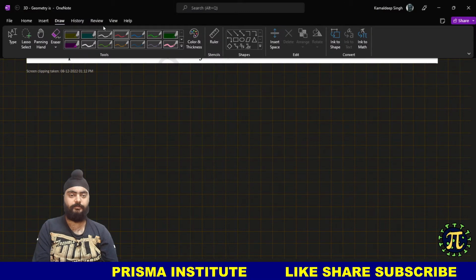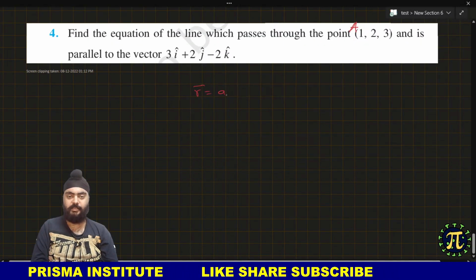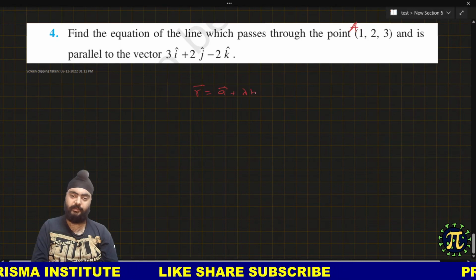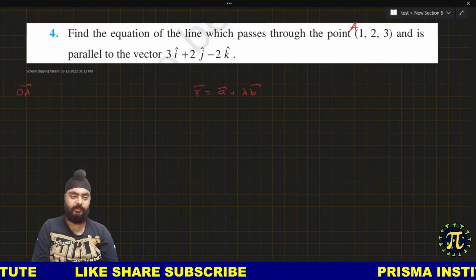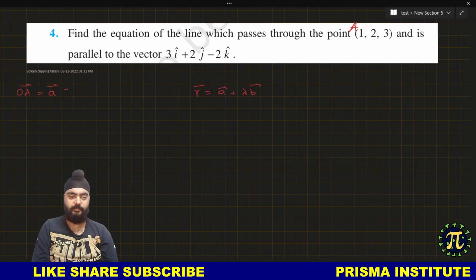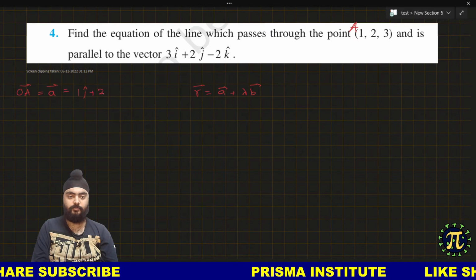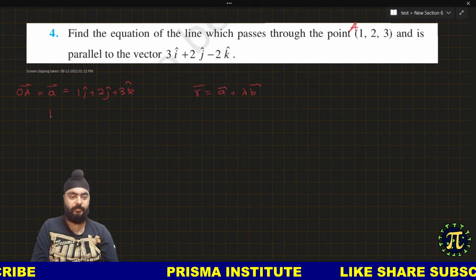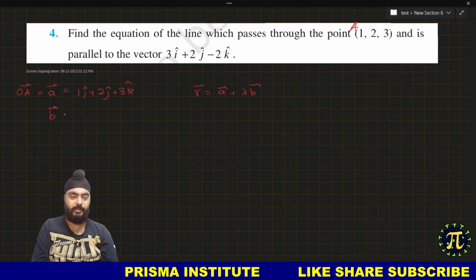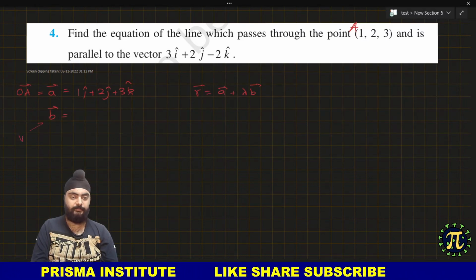Okay, so by definition this is r vector equals A vector plus lambda times B vector. So what is given to me? The coordinates of point A, so I can find OA vector or A vector, right? Which is the position vector of that point, which is 1 I cap plus 2 j cap plus 3 k cap. And what is given to us? B vector is given, which is the vector parallel to the line.